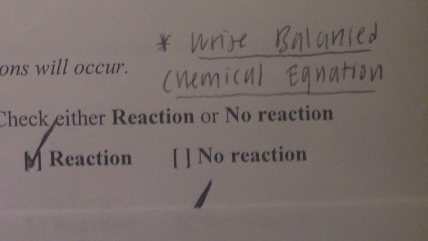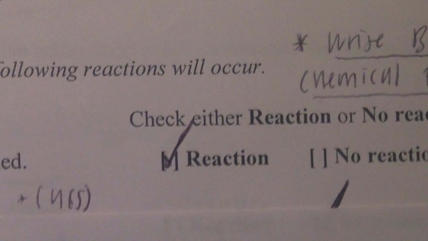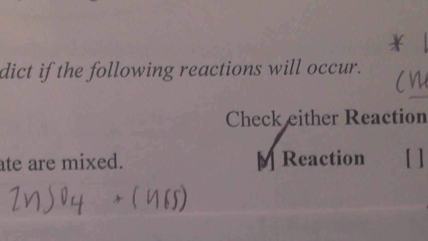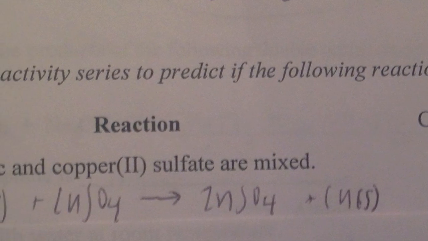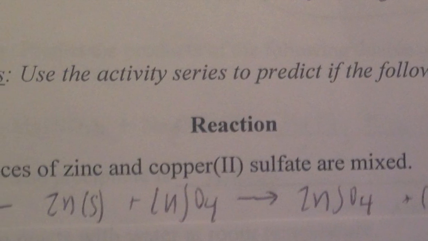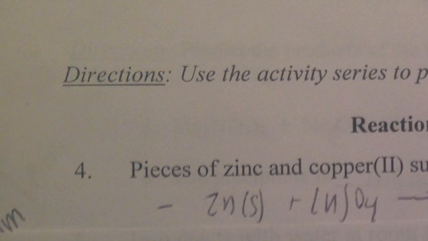All right, in step 4, you're going to have zinc and copper sulfate mix, and that's going to create zinc sulfate and copper. And what you want to do is look on the activity series chart and see the reactivity of the metals. And we're going to look to see if zinc can replace copper, and it can on the chart, so the reaction will go to completion.